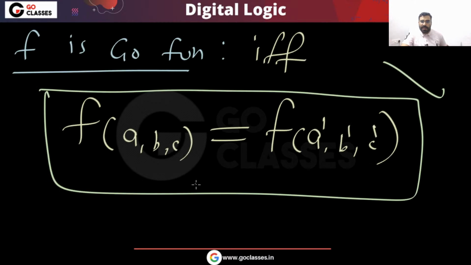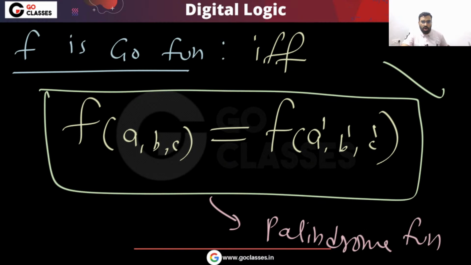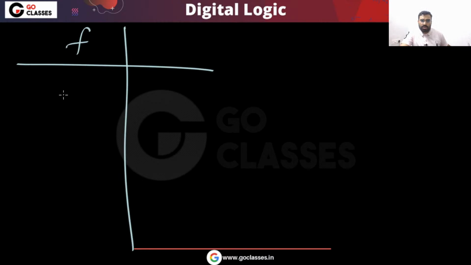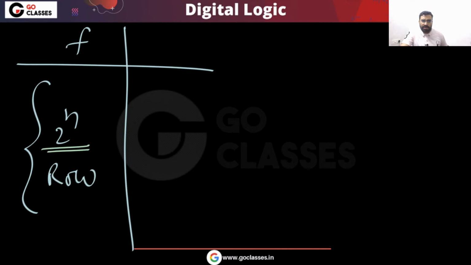Go function means this is a palindrome function. We have already seen in today's session that this is a palindrome function. So how many palindrome functions are there that you already know? If your function has n variables, there will be 2 power n rows. And palindrome function means for half of these rows you have choice.